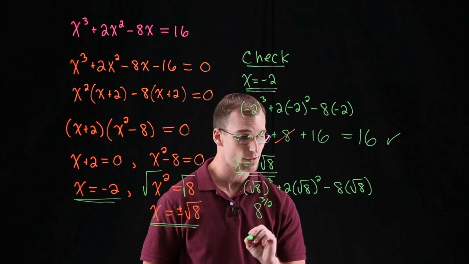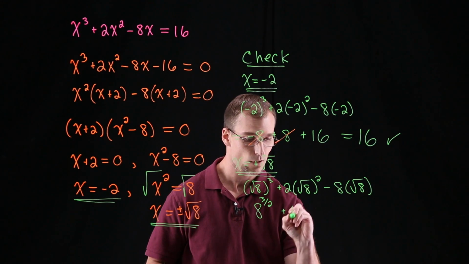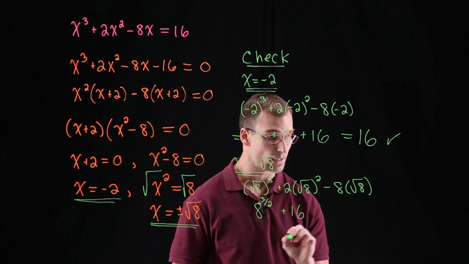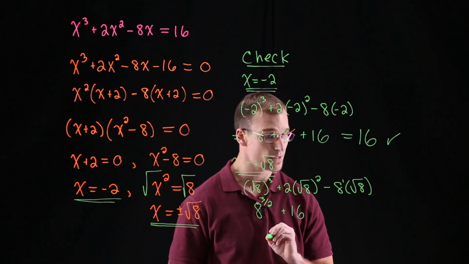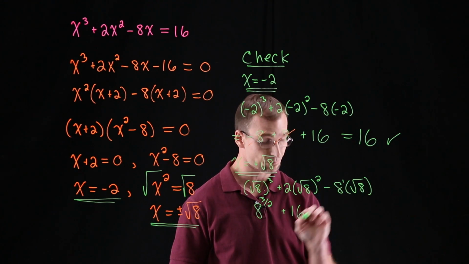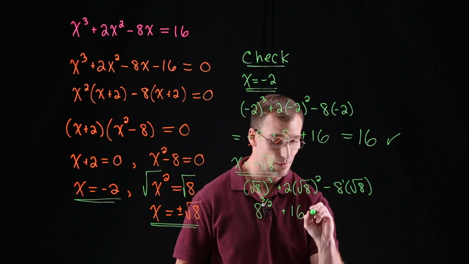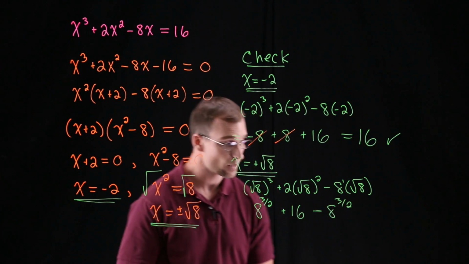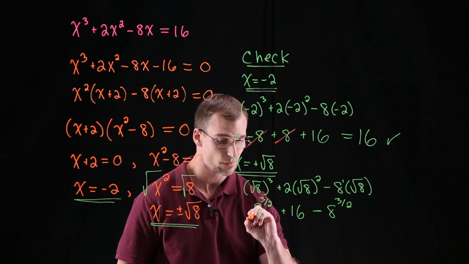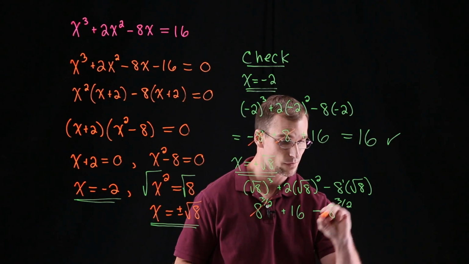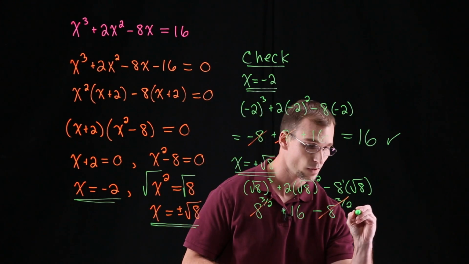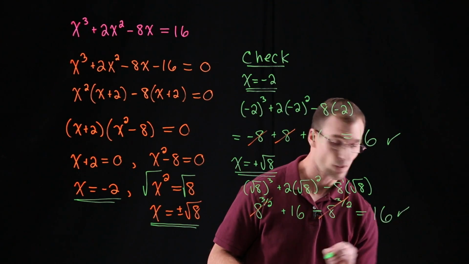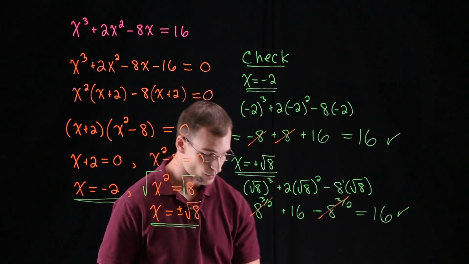The square root of 8 squared is going to be 8, times 2, which will give us plus 16. And minus 8 times the square root of 8, adding exponents and thinking of this as 8 to the first power, so 8 to the first power times 8 to the 1/2, will give us minus 8 to the 3 halves. Our positive 8 to the 3 halves and negative 8 to the 3 halves cancel, and so we're left with just 16. So x equals positive square root of 8 is a solution.